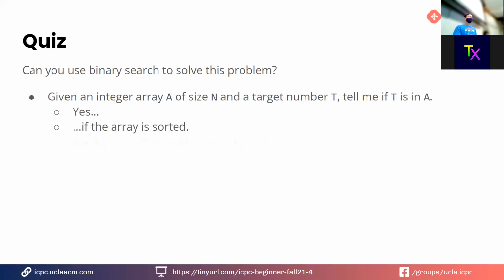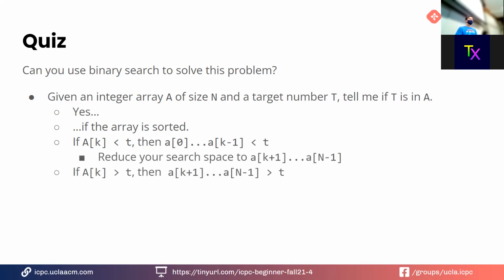For those of you that don't know why, it's because when the array is sorted, you can make a binary search observation. For some integer k, if A of k is less than t, then A of 0 all the way to A of k minus 1 is also less than t. You reduce your search space to A of k plus 1 all the way to the end. And if A of k is greater than t, then A of k plus 1 and everything after that is also greater than t. You reduce your search space to 0 to A of k minus 1. Again, every time you reduce your search space in half, that means you can do binary search on it.